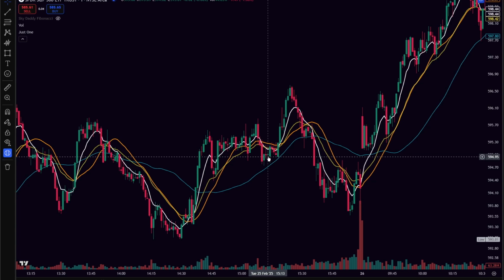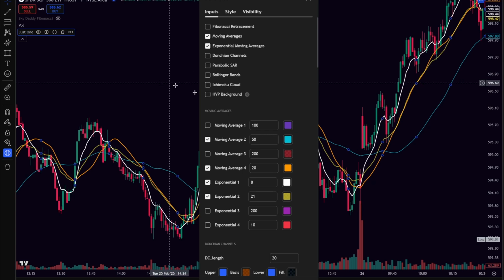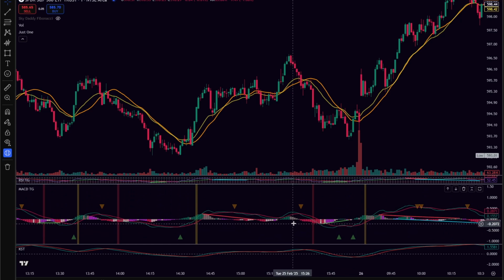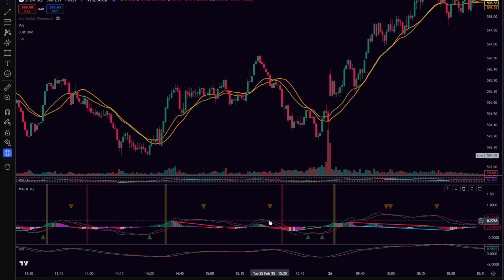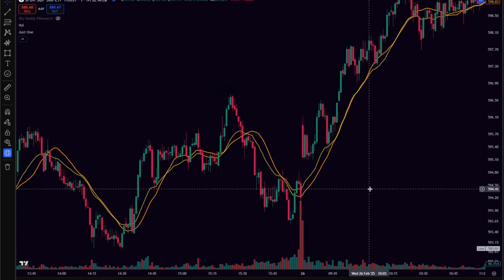Would you say the crosses of the 20 and 21 EMA are different than the MACD? Well, let's pull it up. That's a good question. Very similar. So it's basically MACD in real time. Basically, you have the MACD on your chart there.